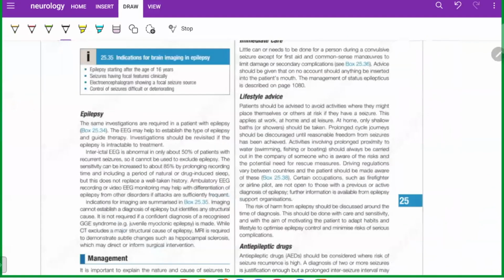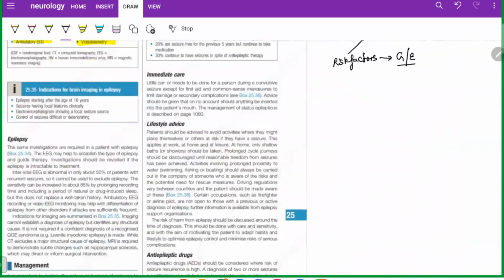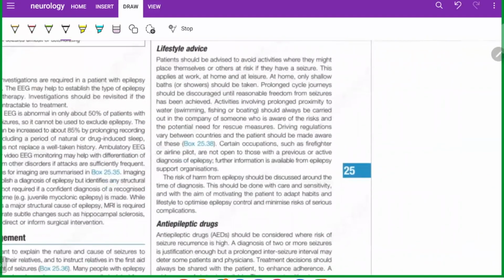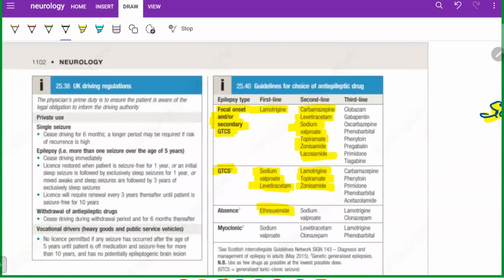Okay, now you have different types of seizures. First நம்ம கொடுக்க போறது lifestyle advice தான். அதுக்கு அப்புறம் தான் anti-epilepticsக்கு போவோம். Anti-epilepticsல, as I already told you, there are different types of epilepsy. அப்ப எந்த type of epilepsyக்கு எந்த drug first line, எந்த drug second line, இது உங்களுக்கு தெரியணும்.